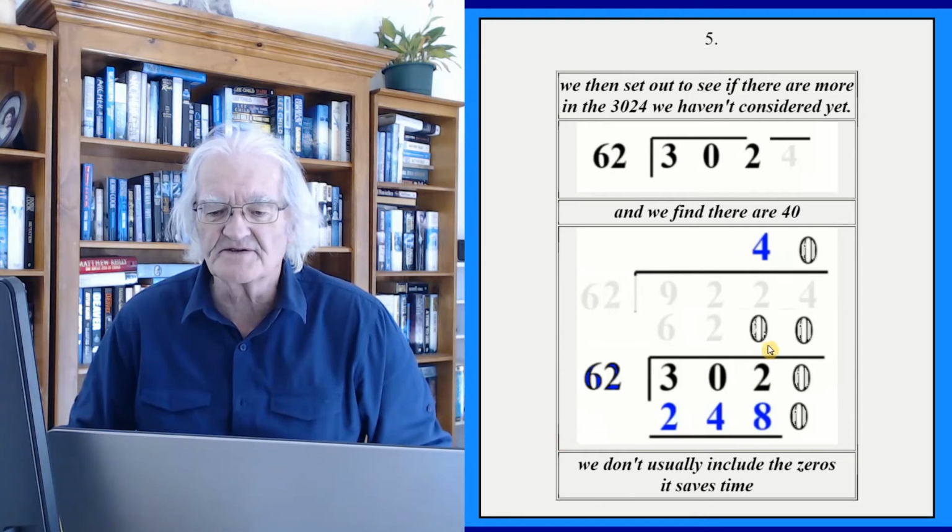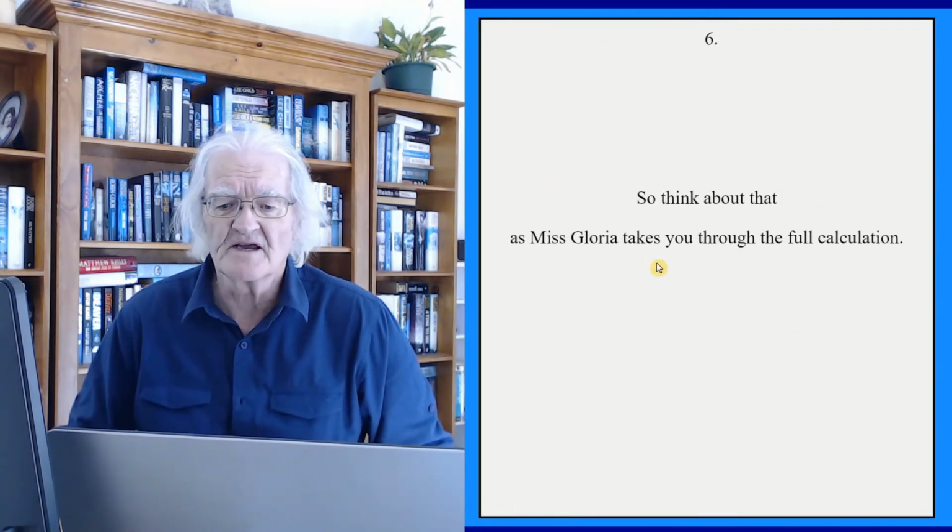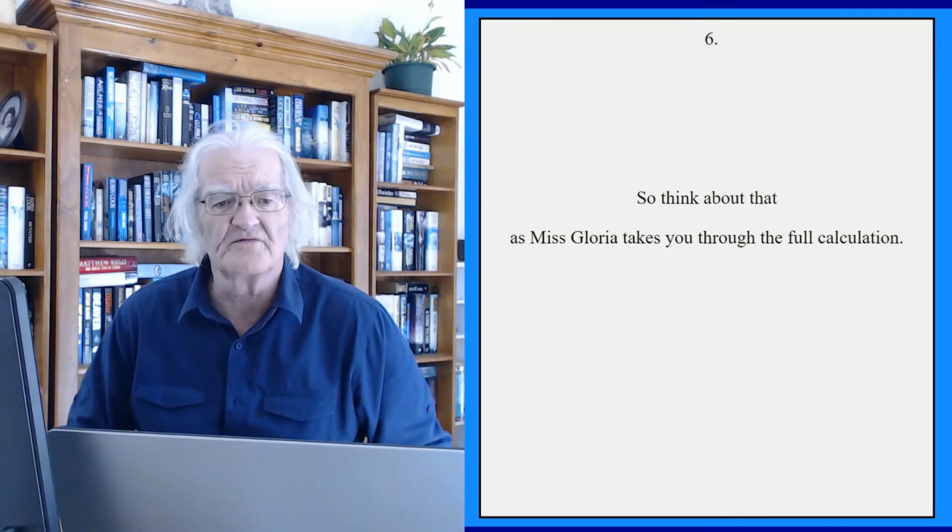Now notice the presence of the zeros. These indicate the actual values, but we only investigate how many 62s are in 3,020 by looking at how many 62s would be in 302. Now we don't usually include these zeros. It allows us to save some time. So think about that as Miss Gloria takes you through the full calculation.